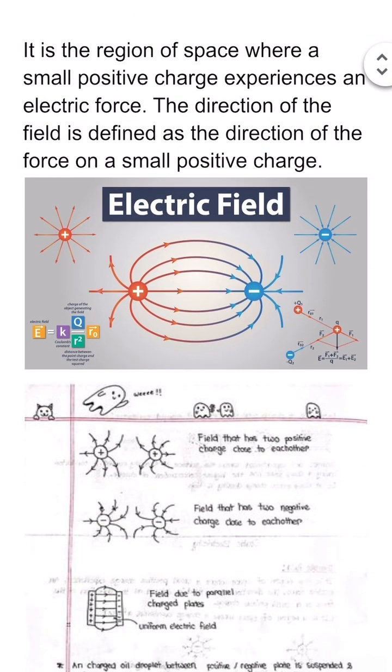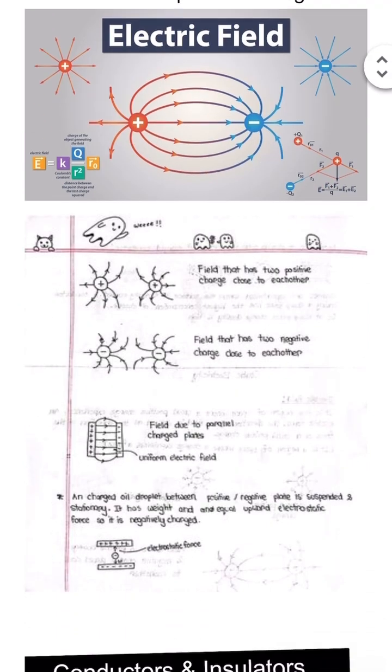Next up is a question. This may come in your exams, which is, what is an electric field? It is the region of space where a small positive charge experiences an electric force. The direction of the field is defined as the direction of the force on a small positive charge.